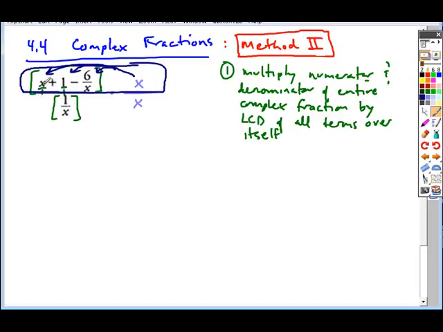Okay, so we distribute our x. X times x is x squared. X times 1 is 1x. X times negative 6 over x. Here the x's cancel, leaving just a negative 6.